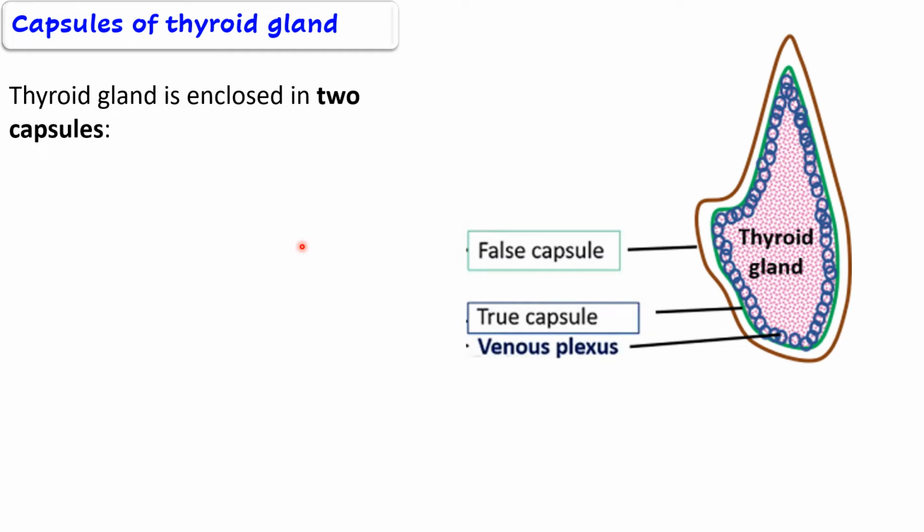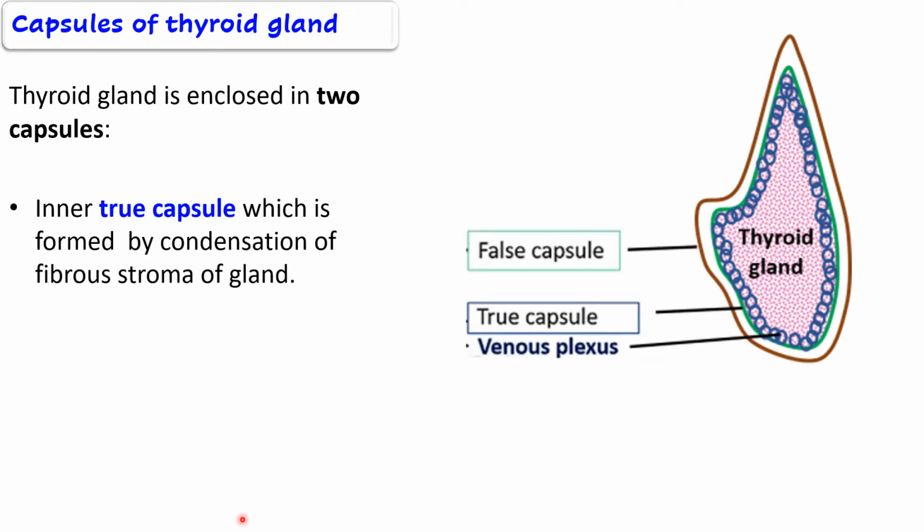Now, capsules of thyroid gland. Each gland, in fact, is covered by a capsule. But here we have two capsules. One is the true capsule. So this is the parenchyma of the thyroid gland. And we can see here the green inner one, right? This is the true capsule. And the outer one, the brown one, is the false capsule.